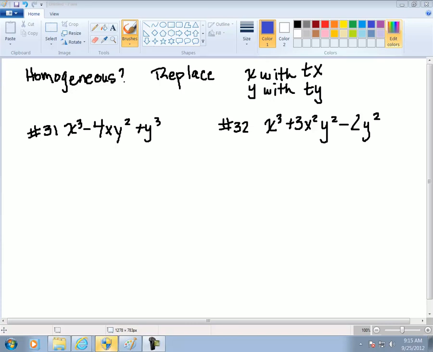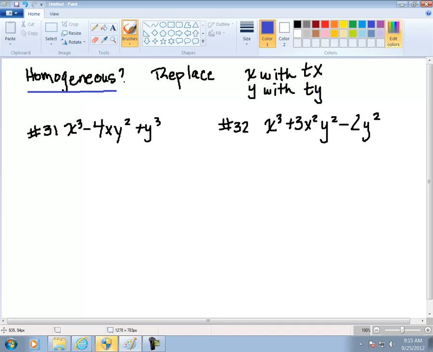Up until now, we've been solving differential equations where we could separate the variables. In other words, we could get all the x's and the dx's on one side and the y's and the dy's on the other. But now we're talking about equations where we can't exactly do that. They're not separable. So there is a way to solve these if they're homogeneous. And so this video is going to talk about how to determine if a differential equation is homogeneous or not.